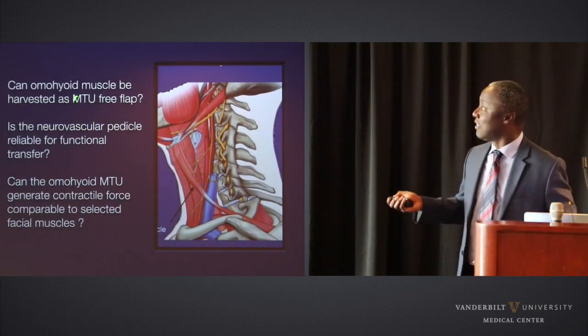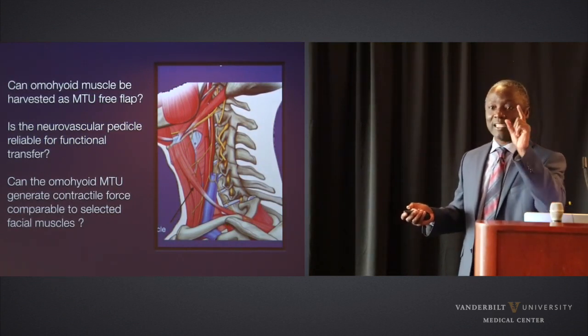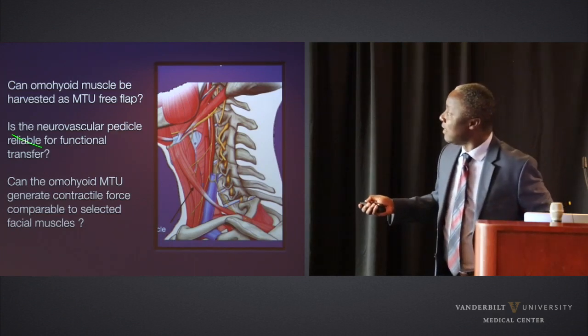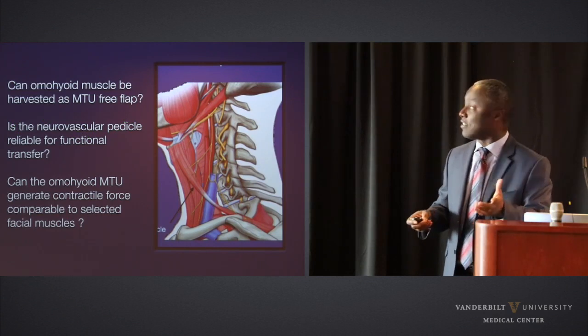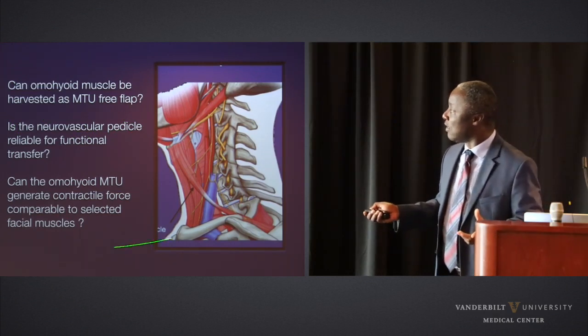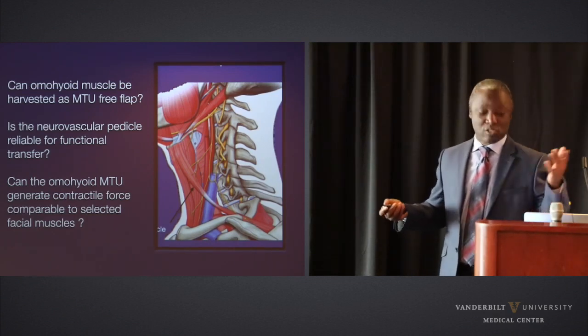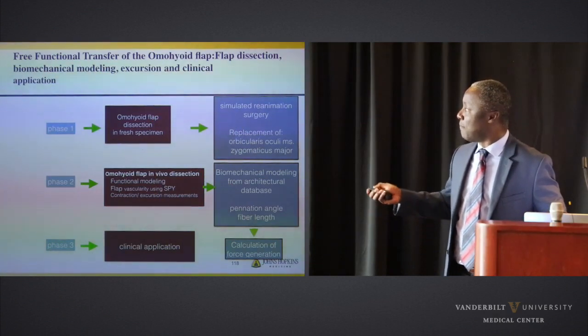The questions I had are: can we actually take the omohyoid as a free flap, meaning a muscle, a tendon, a nerve, an artery, and a vein? If we can, is the pedicle reliable, so that we can connect it and get that muscle vascularized? If so, can that omohyoid generate enough force to move the face? So that was the study that I embarked on, using multiple methods.